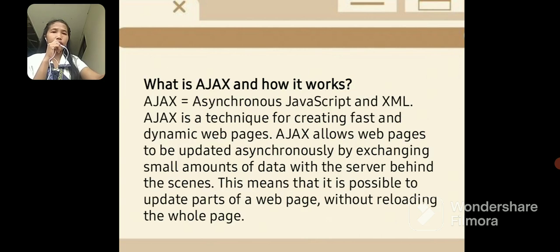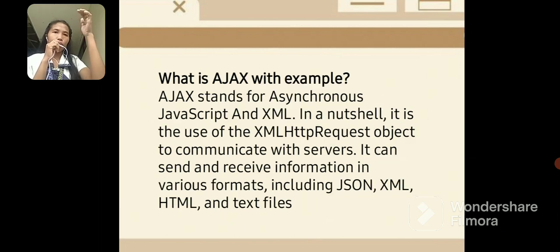So what is Ajax and how does it work? Ajax is Asynchronous JavaScript and XML. Ajax is a technique for creating fast and dynamic web pages. Ajax allows web pages to be updated asynchronously by exchanging small amounts of data with the server behind the scenes. It is possible to update parts of the web page without reloading the whole page.